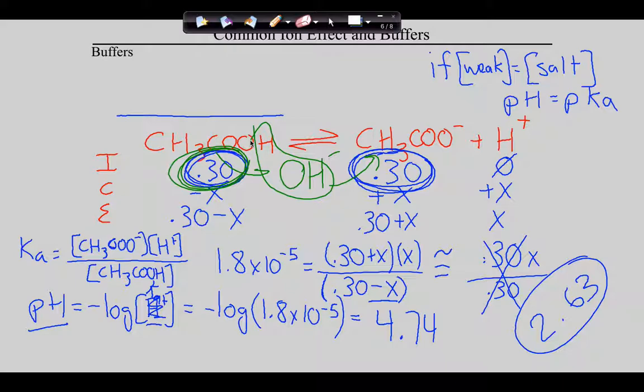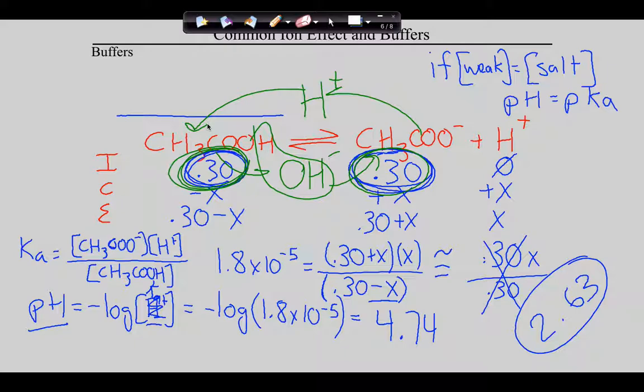Adding the salt gives us a huge reserve of acetate ion. So now, when we dump in HCl and we got all these hydrogen ions floating around, all of this extra acetate ion is present to go, I got this. I got it. We're good. I'm going to just do this. I'm going to make some more acetic acid. No problem. I got this.